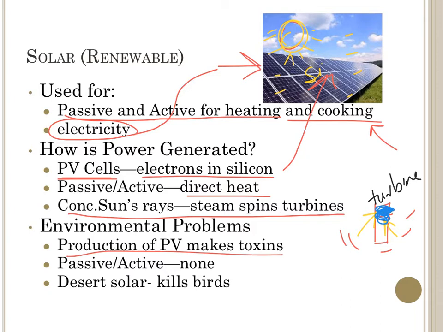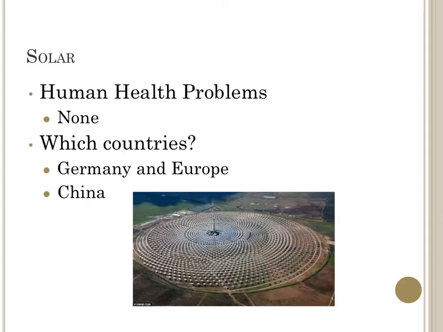Making PV cells creates some toxins, so that's a problem. With passive and active, there are no environmental problems. These types of solar electricity operations kill birds, because the bird flies between the rays and it gets zapped and dies immediately. No human health problems from solar. The main countries: Germany leads in the technology, really, and they also make a lot of PV cells. China also makes a lot of PV cells, and they are leading the world in solar as well.